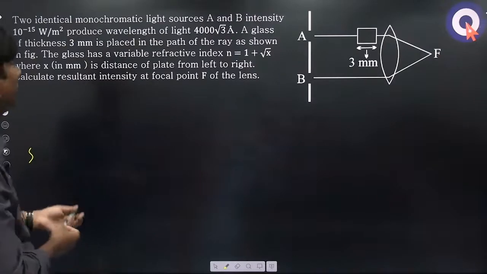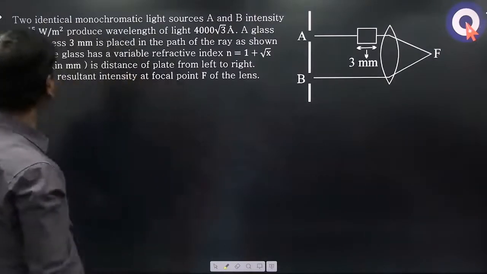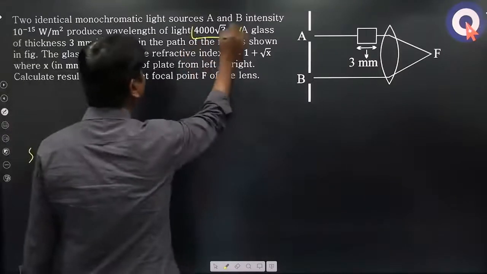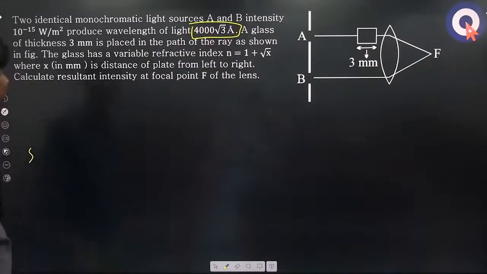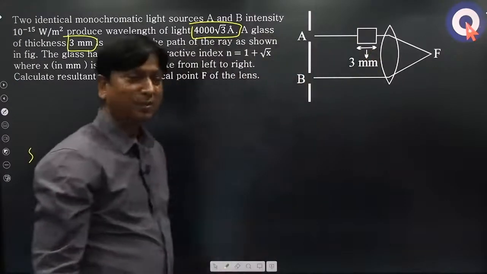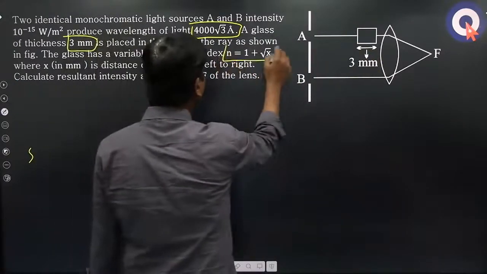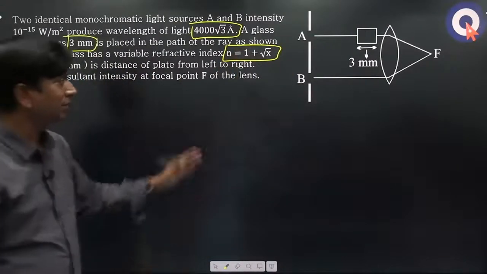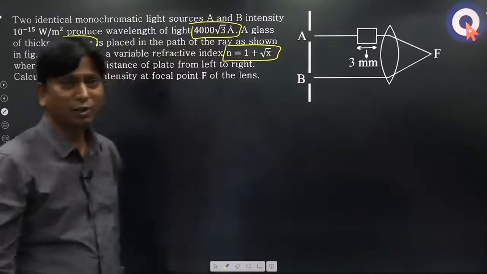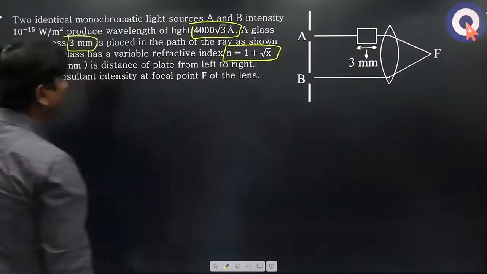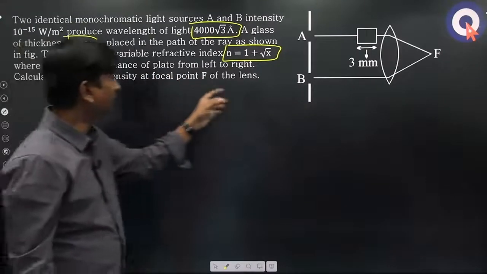Two identical monochromatic light sources A and B, with intensity 10 power minus 15 watt per meter square, produce light of wavelength 4000 root 3 angstroms. A glass of thickness 3 mm is placed in the path of the ray as shown in the figure. Here also you are putting a glass slab, same. But the refractive index of the glass slab is not constant; rather it varies with respect to x. It's made up of some non-homogeneous material. Here x is in mm, the distance in the plate from left to right. Calculate the resultant intensity at the focal point of the lens.